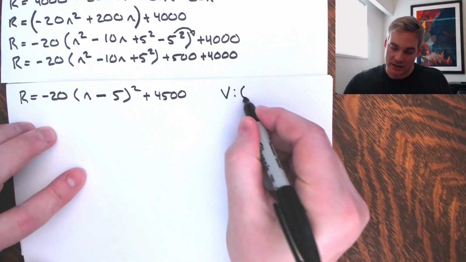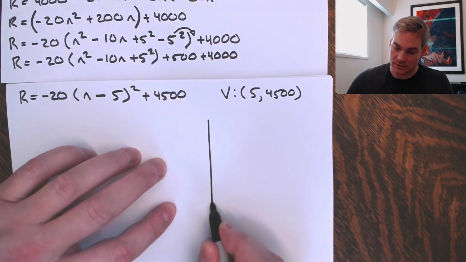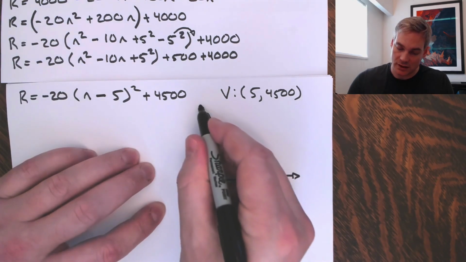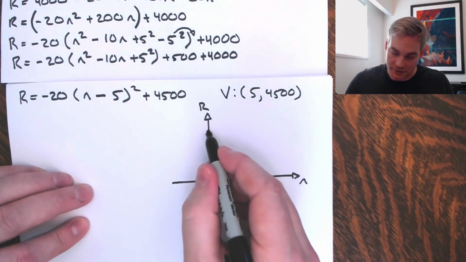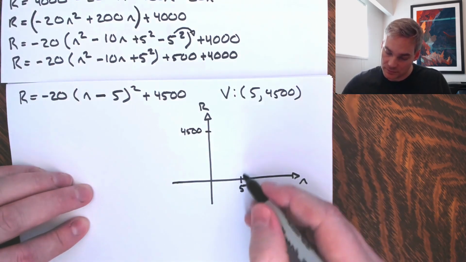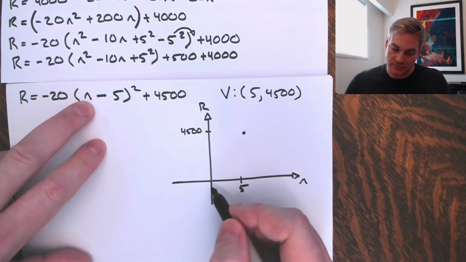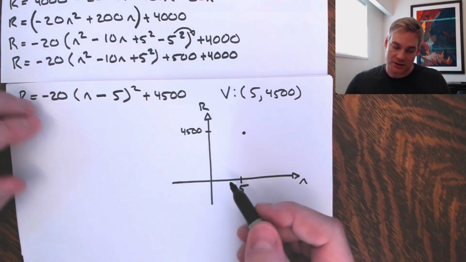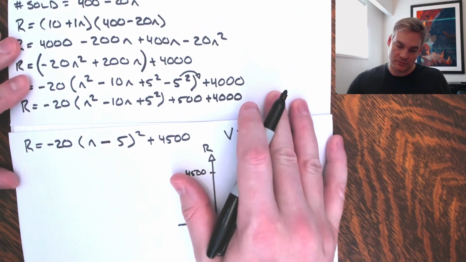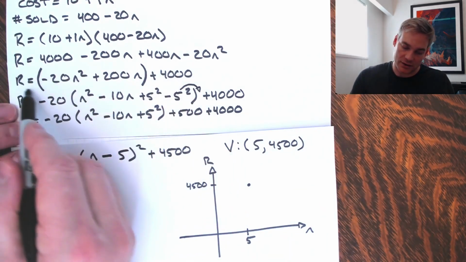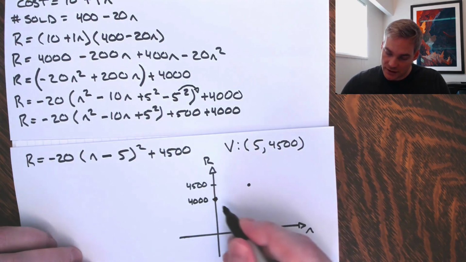So we know the vertex is at 5, 4,500. So if we want to graph this, our revenue is here, and n is here. Now we know the vertex happens at 5, and it's at 4,500. And it opens downwards because a is negative. When n is 0, what do you think happens? We can actually just go to our rearranged form. When n is 0, we see that R is 4,000 because it's in standard form. We can just read that. So here is 4,000. So this is another point.